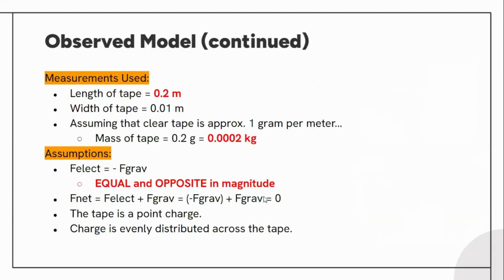Here we have the measurements and assumptions used when making the calculations included later in our discussion. Importantly, F-elect is equal and opposite in magnitude to F-grav, and F-net equals 0. The tape is a point charge, and the charge is evenly distributed across the tape.